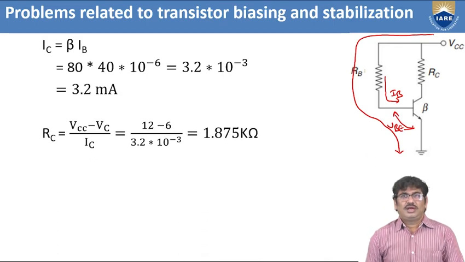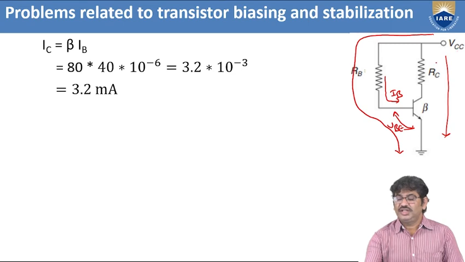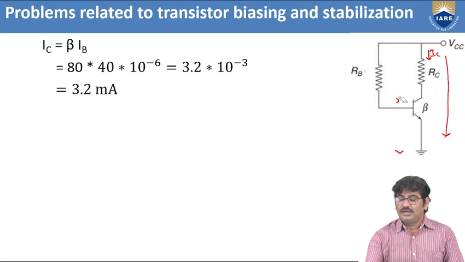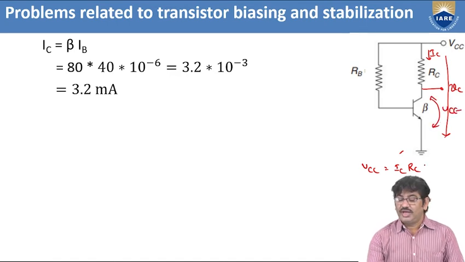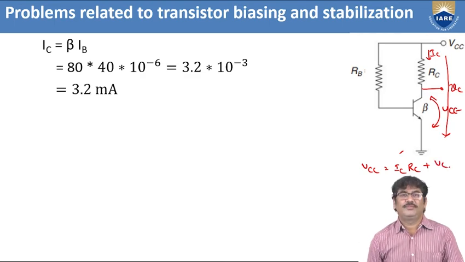Now, the output circuit KVL expression we can write. The output circuit consists of VCC. The current which is flowing through RC is IC. Then we can write the KVL expression for the output circuit as VCC is equivalent to IC into RC plus this voltage, which we are taking as VC, as in the problem it is given as VC instead of VCE. So VCE and VC are the same. So VCC is equivalent to IC into RC plus VC.